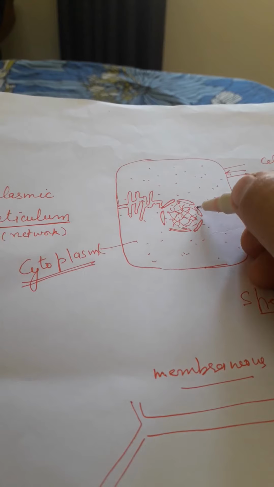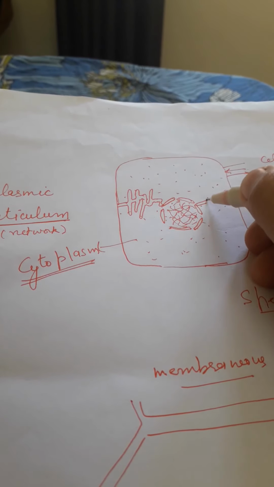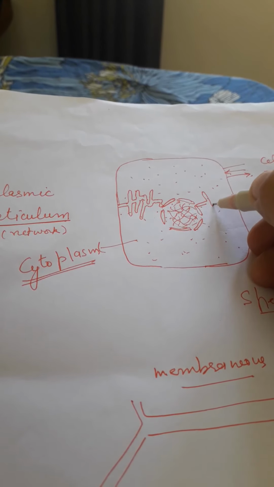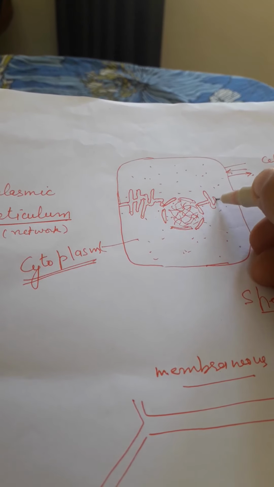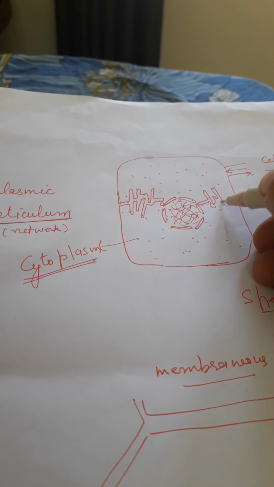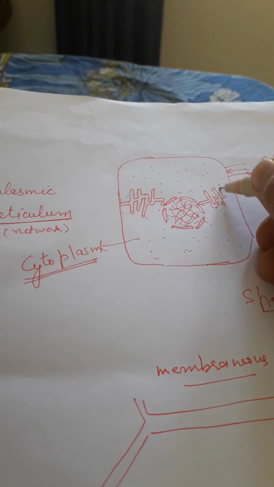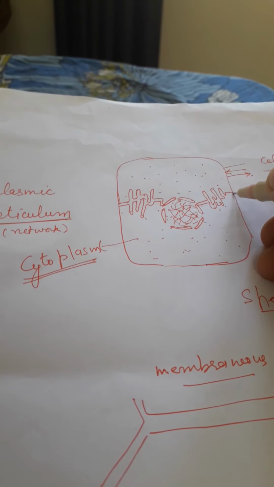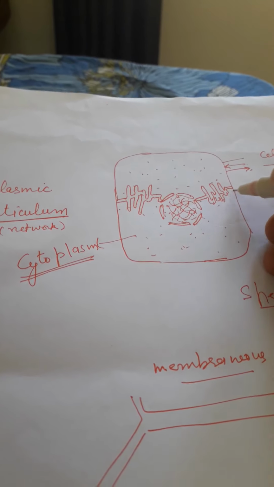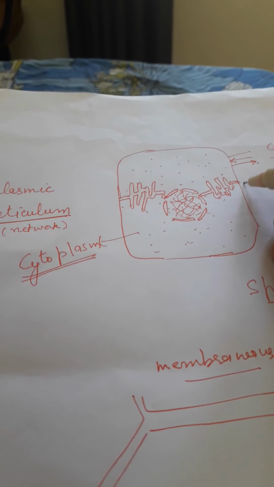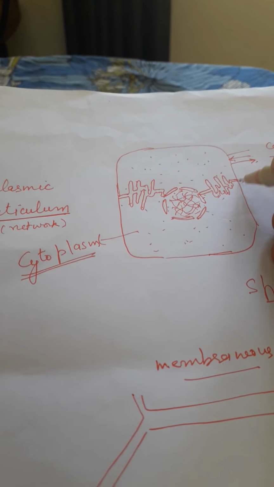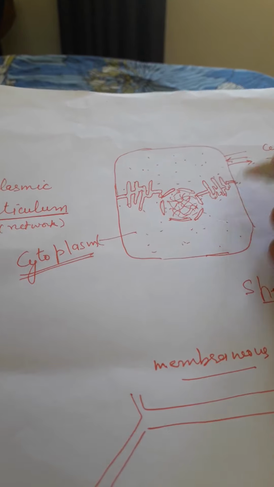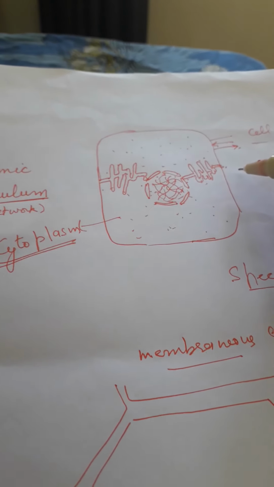It is a network of a structure which is present everywhere in the cell. Throughout the cell it is present, and it increases the surface area of the cell too, because it is present everywhere and very very minute. So you can say that it increases the surface area of the cell, and from one side it is attached with the nuclear membrane, and from the outer side it is attached with the cell membrane. Now it can be present in two forms.